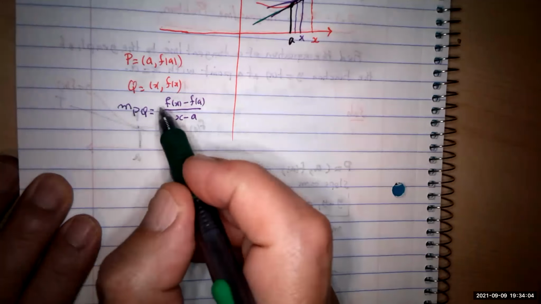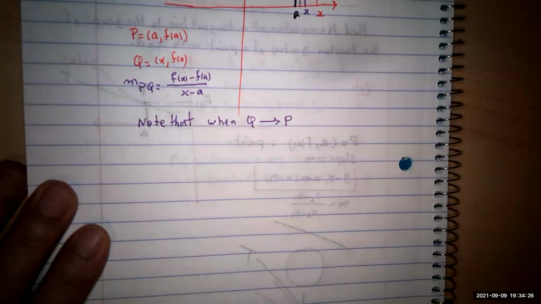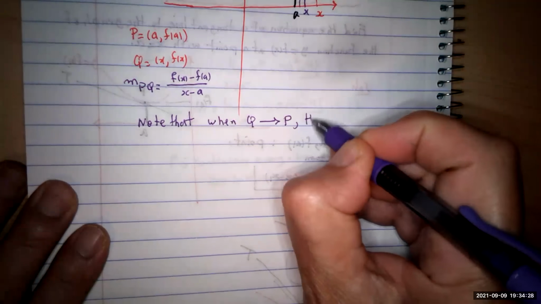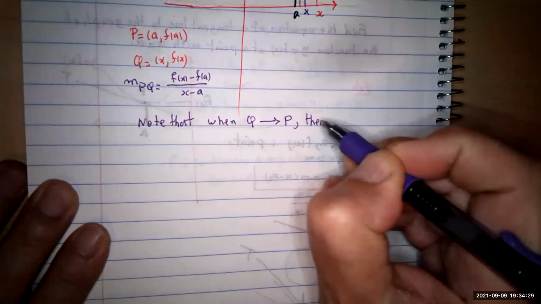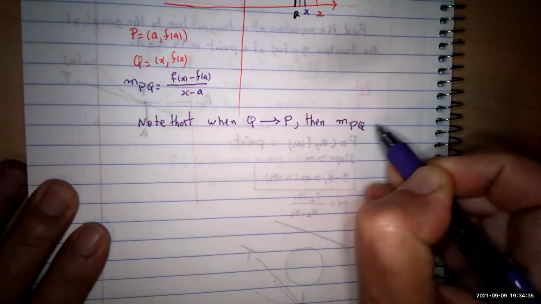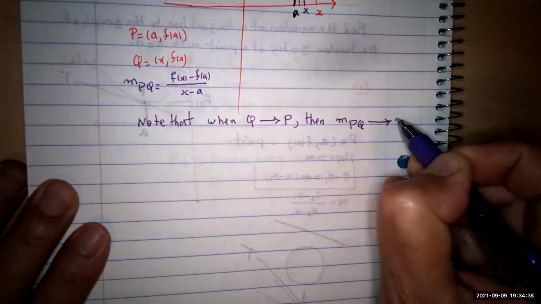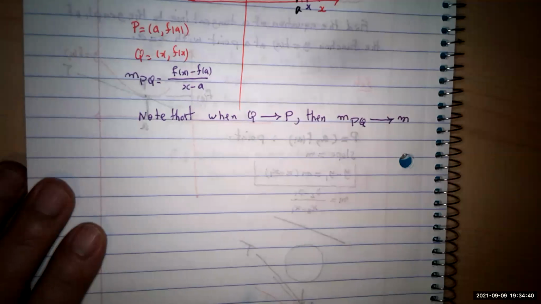Say that's going to be the procedure. Note that when Q is getting closer and closer to the P, then the slope of a secant line, which is going to be MPQ, would be getting closer and closer to, let's say, M, which is going to be the slope of a tangent line.